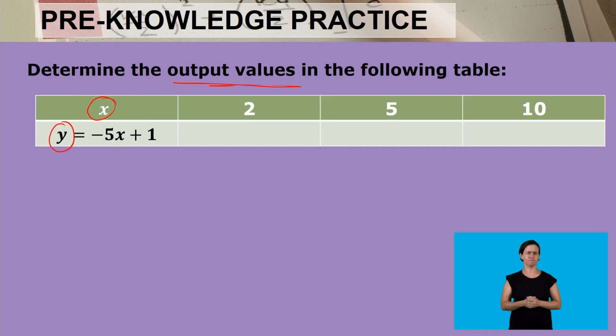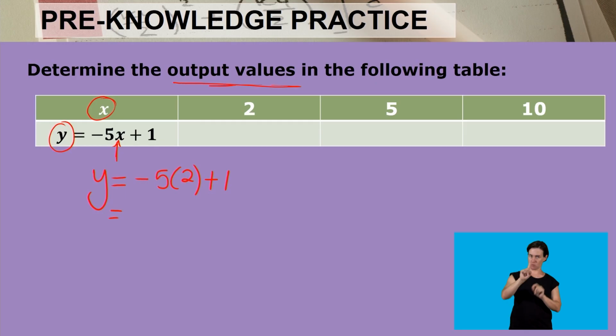The rule that is being used there is y is equal to negative 5x plus 1. What does that mean? It means our input value was multiplied by negative 5, and then we added 1. So we are going to use that rule to find our output values. The first input value that we were given is a 2. So we are going to multiply 2 by negative 5, and then add 1.